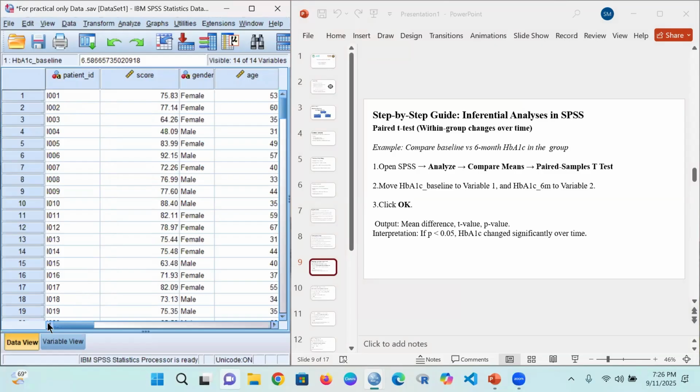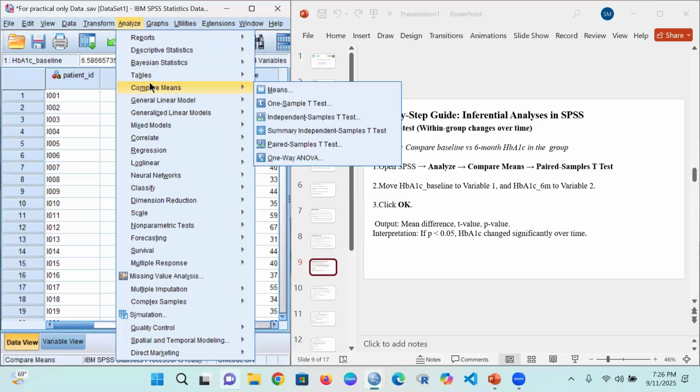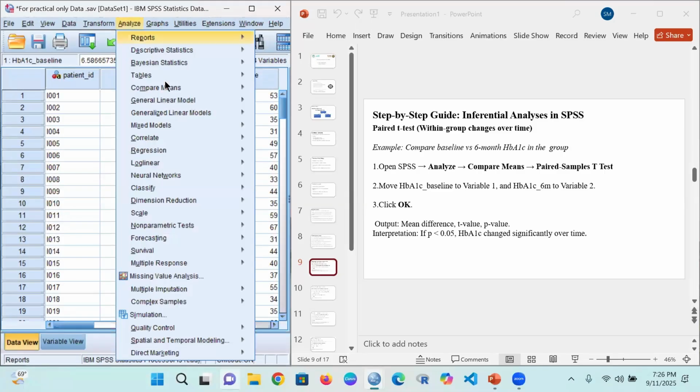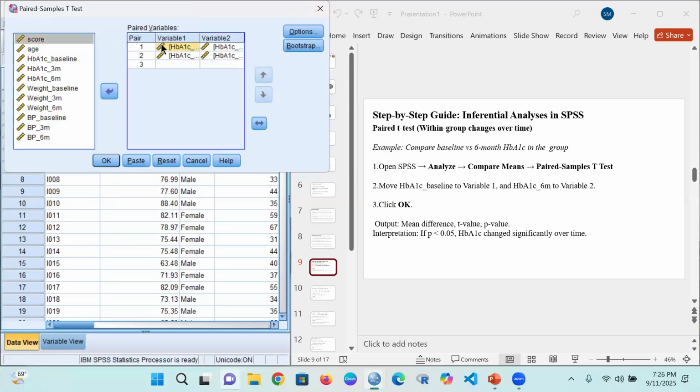So when you want to analyze now for the paired t-test, first of all, you will come to analyze. When you come to analyze, you will come to compare means. After coming to compare means, we want to do a paired t-test. This is the paired t-test you want to conduct. Sorry for that. So you come to analyze, compare means, paired t-test. Sorry, I unloaded this one. Let me remove this one.